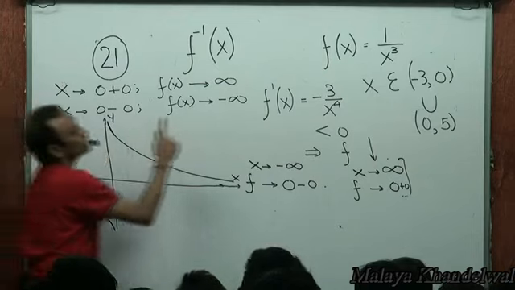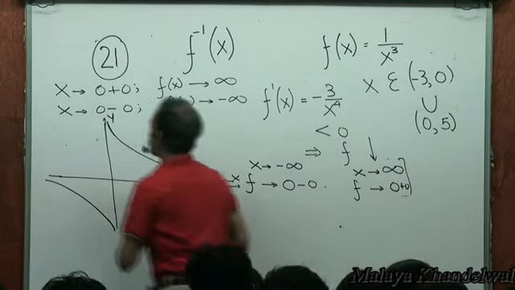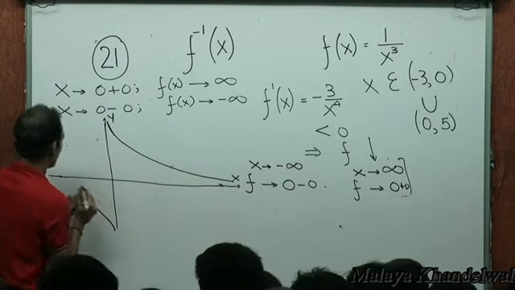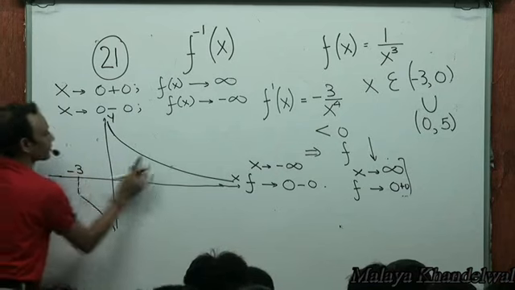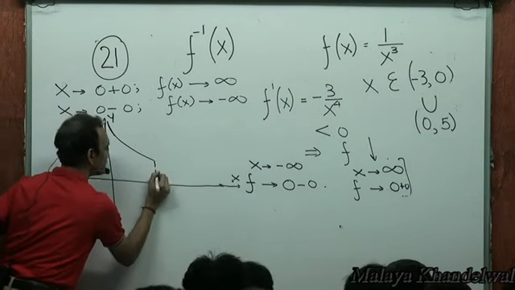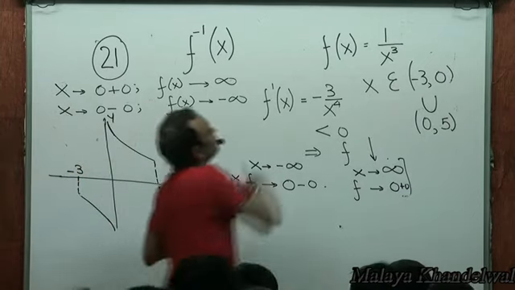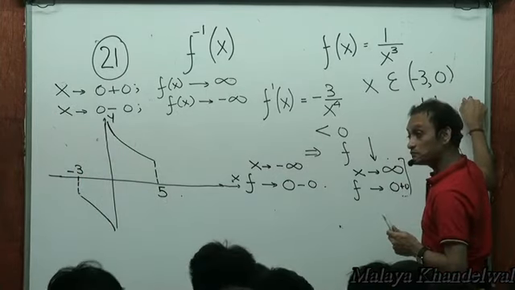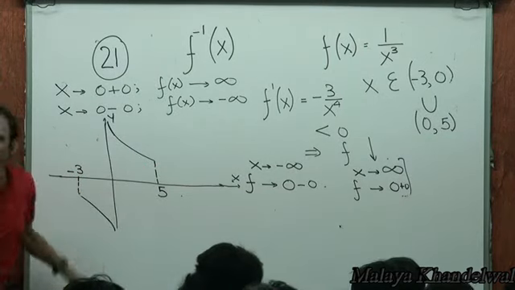Why? Because the domain of f is given to be minus 3 to 0 and 0 to 5. 0 is excluded. So this is minus 3, this is 5. This is the graph of f(x) in this domain, with x equal to 0 being excluded from the description. Yes or no?